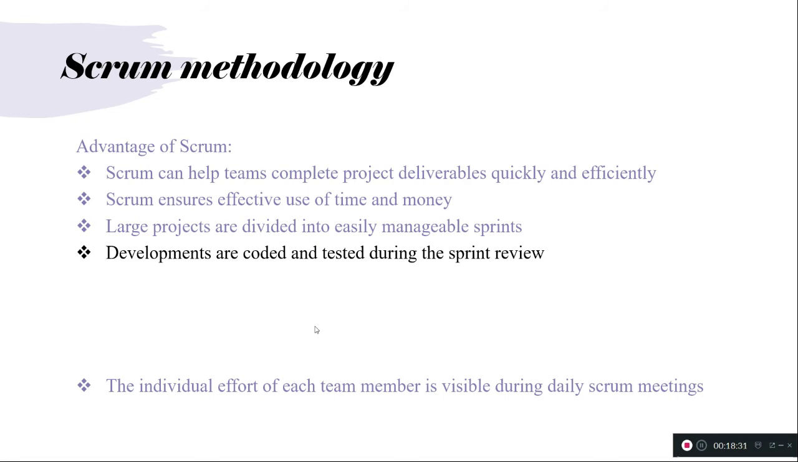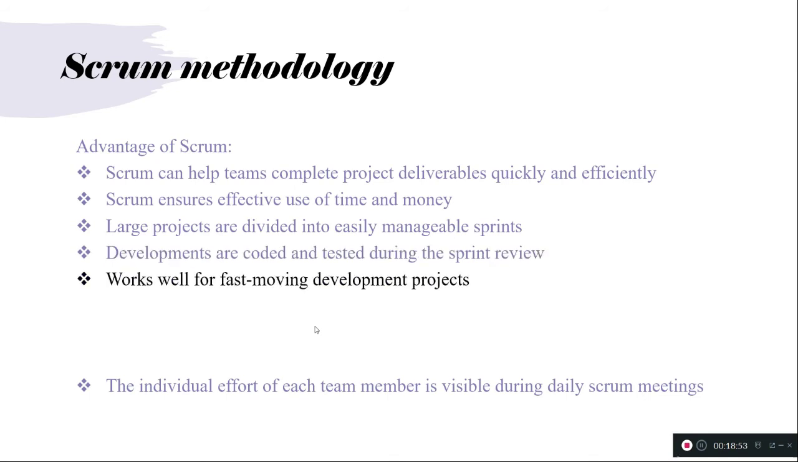So whatever we are developing will be reviewed. Code review will be done and testing will be done, and integration and regression testing will be done at the end of the sprint. So we will know what problems we are facing. It works well for fast moving development projects. As I mentioned, we can go to production immediately. For example, when a client comes with one critical requirement, we can go to production within a month.